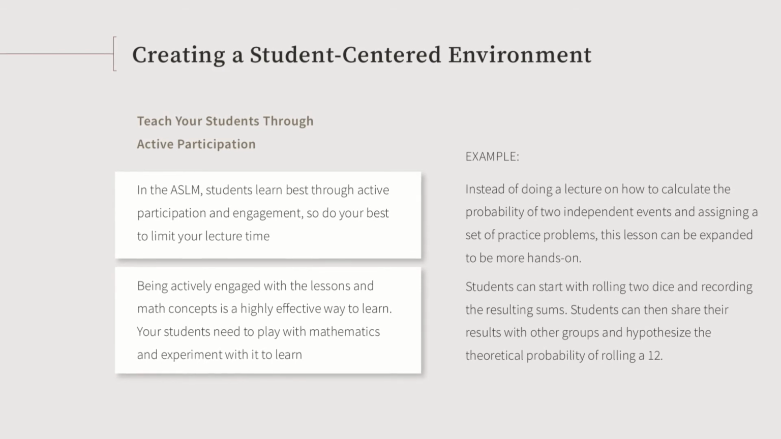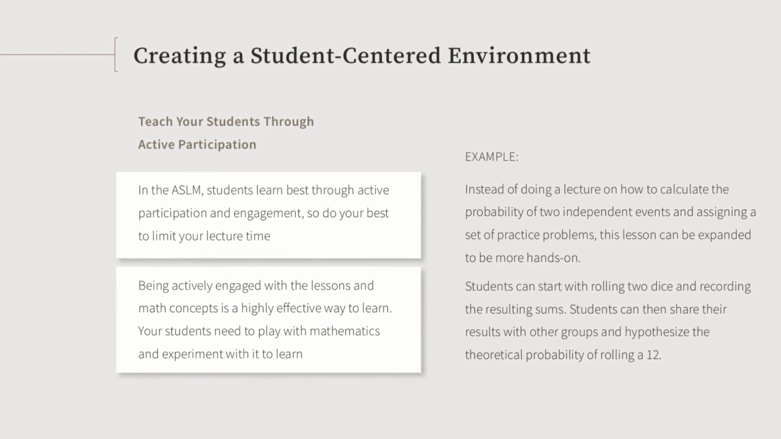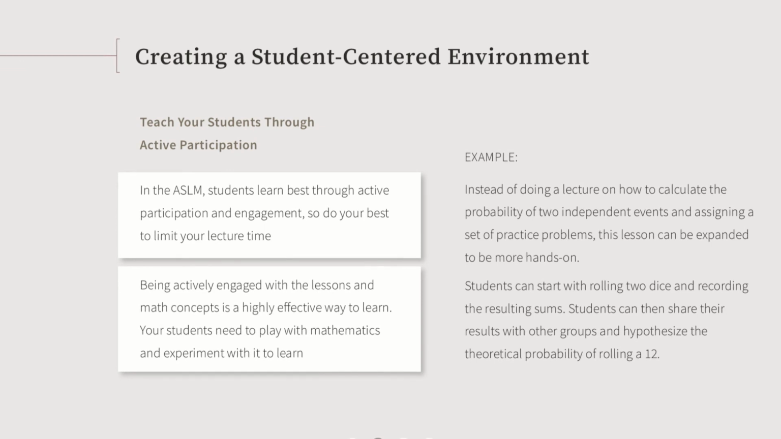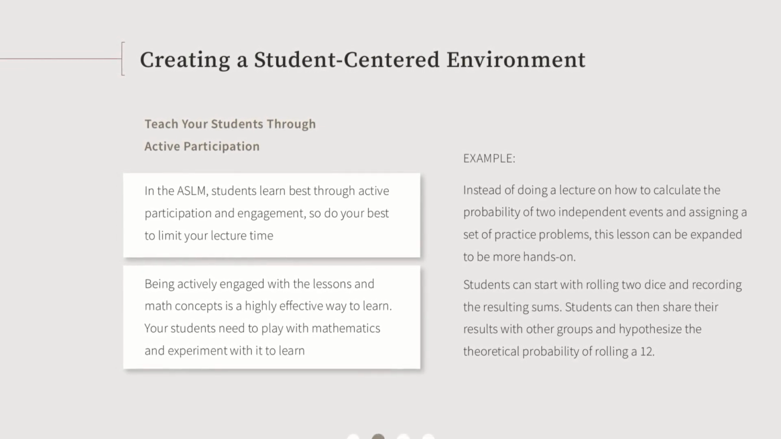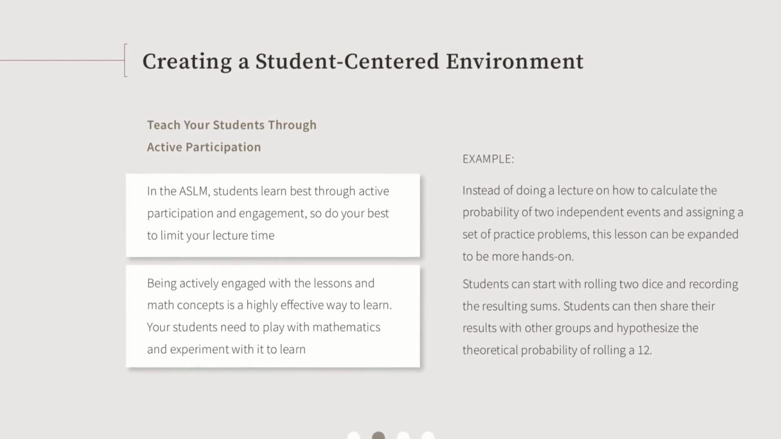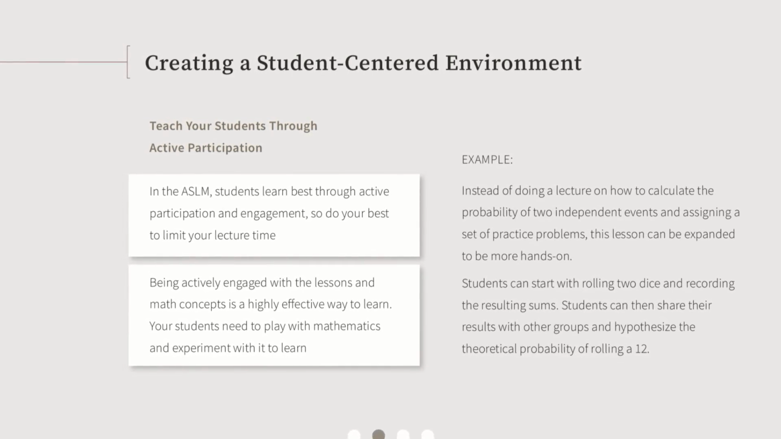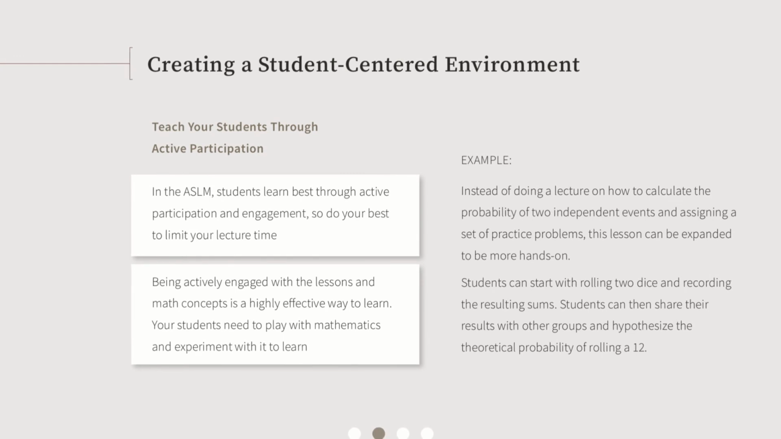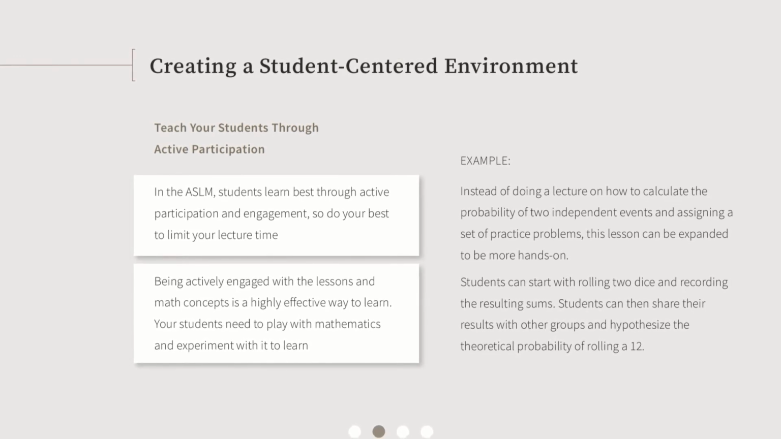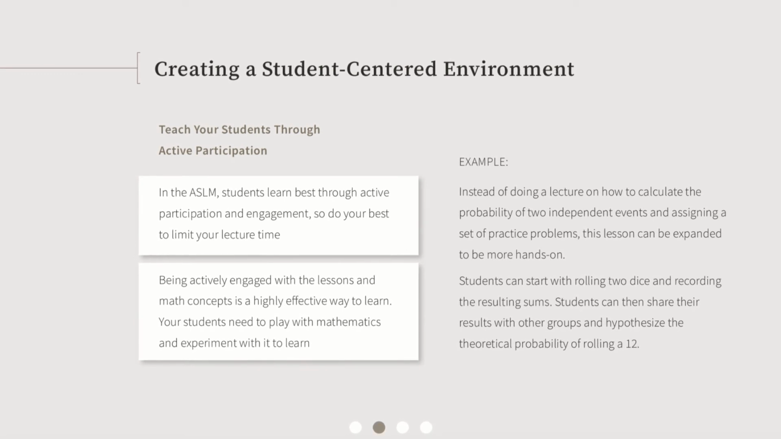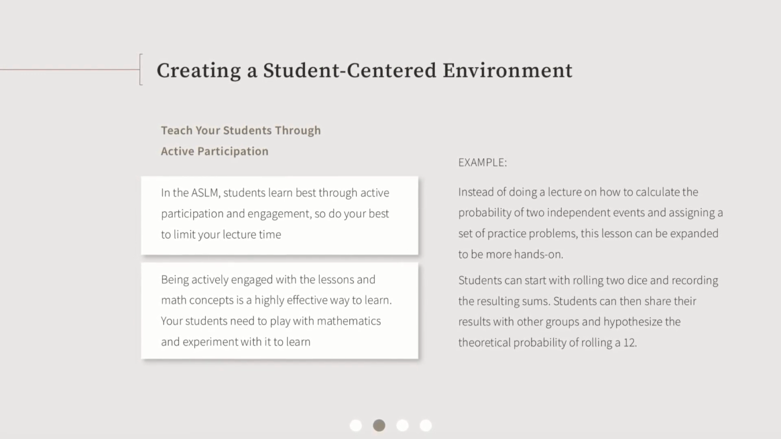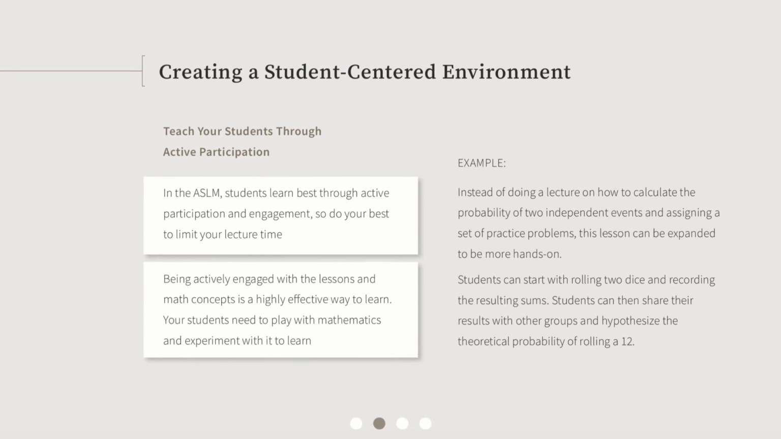Instead of doing a lecture on how to calculate the probability of 2 independent events and assigning a set of practice problems, this lesson can be expanded to be more hands-on. Students can start with rolling 2 dice and recording the resulting sums. Students can then share their results with other groups and hypothesize the theoretical probability of rolling a 12. Students can then be challenged to model the dice rolls to justify their predictions.